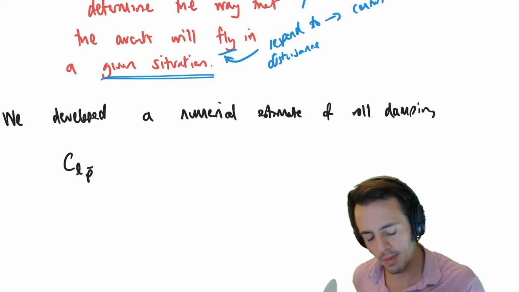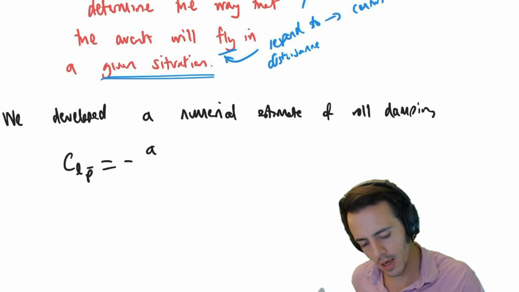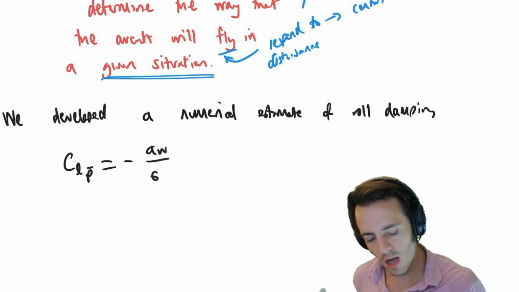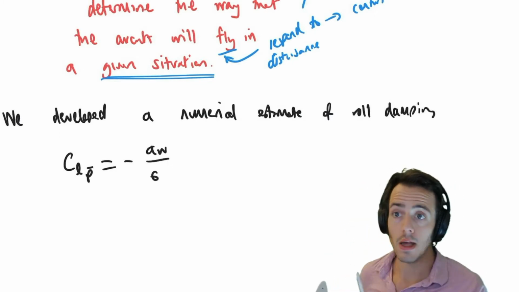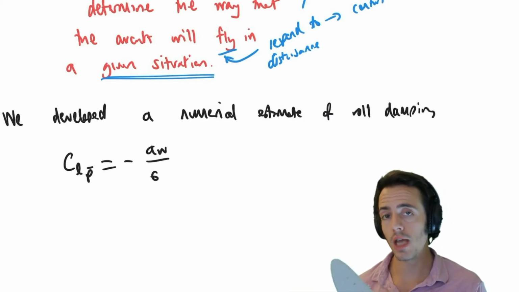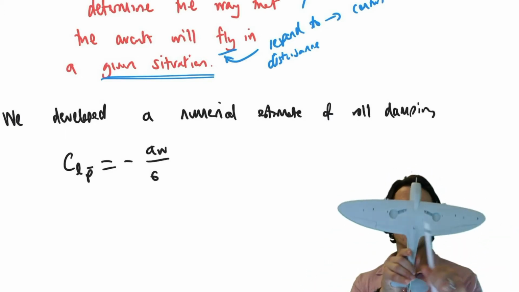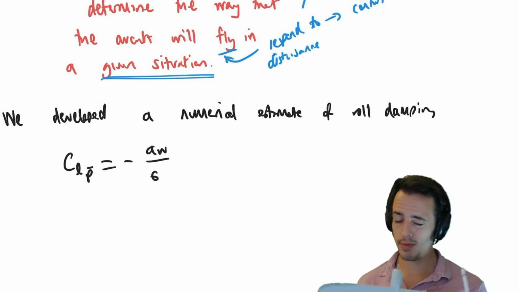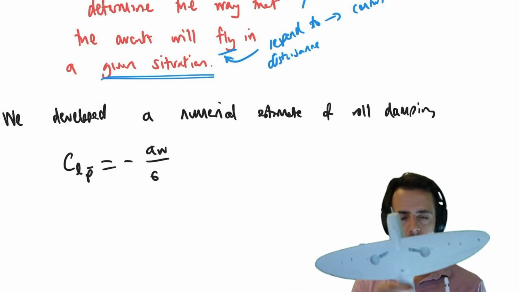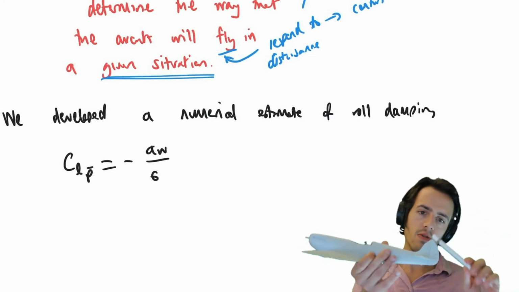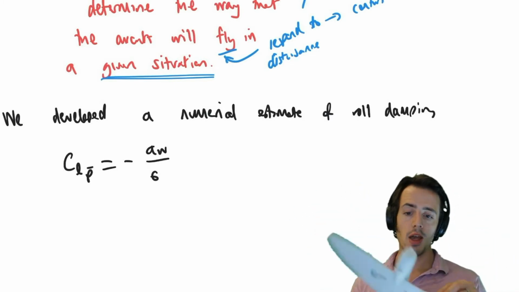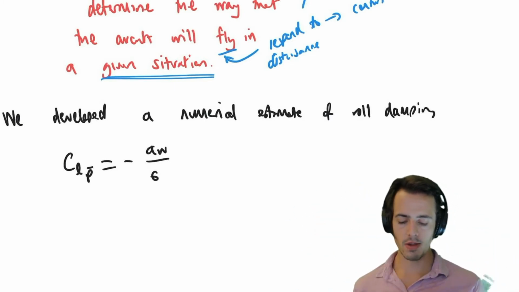Okay, so we developed an estimate of CLP, and it was equal to the negative lift curve slope of the wing divided by 6. So we developed this numerical estimate. Now this is just an approximation for the actual roll damping of the aircraft. We looked at just the contribution of a rectangular wing, which my Spitfire here does not have. It has a beautiful elliptical shaped wing. There would be a contribution from the vertical and the horizontal stabilizer, and from the entire fuselage itself.